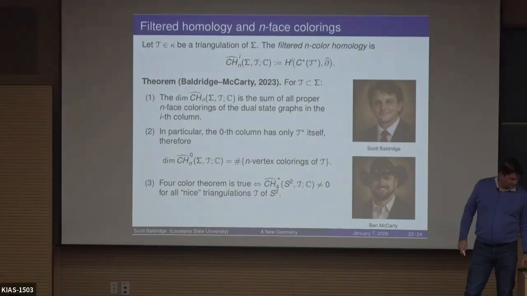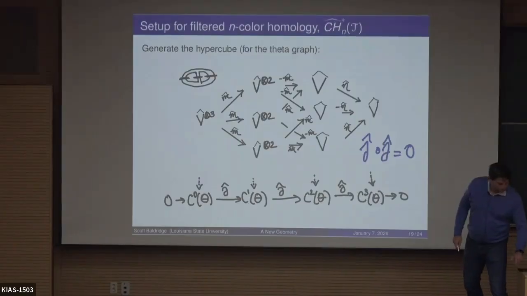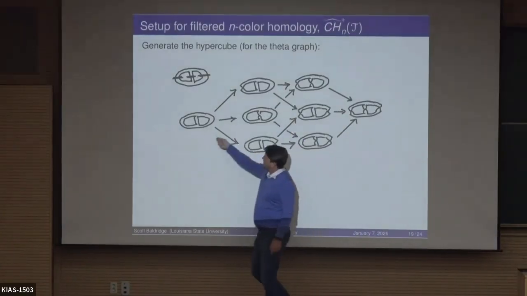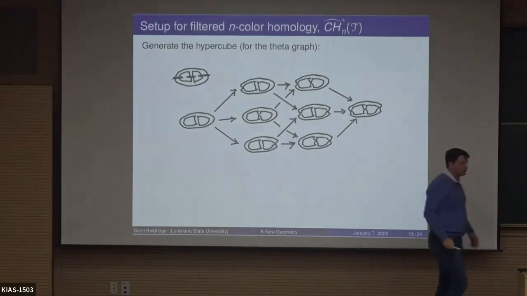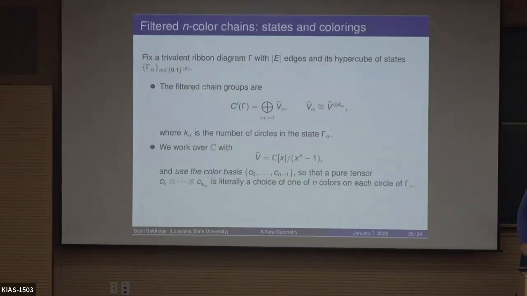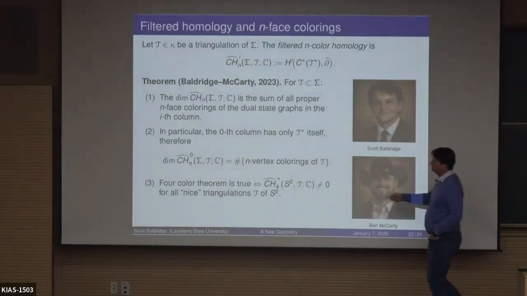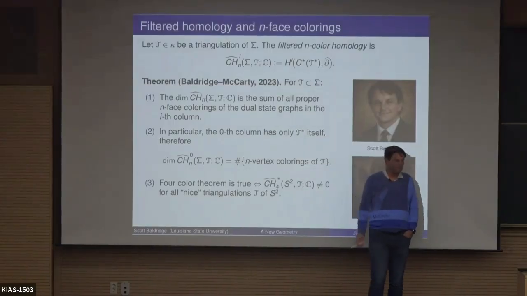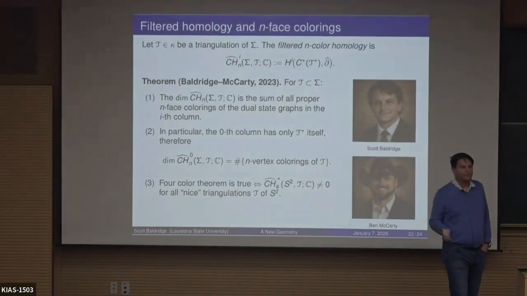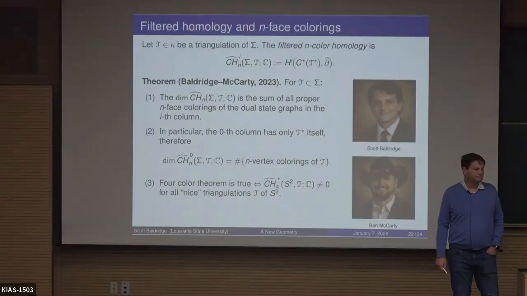So let me just point that out to you. If you took a theta graph, these circles literally represent the faces of the theta graph. So in that 0 column, it's actually computing for you this. It's computing the number of n vertex colorings of your triangulation.